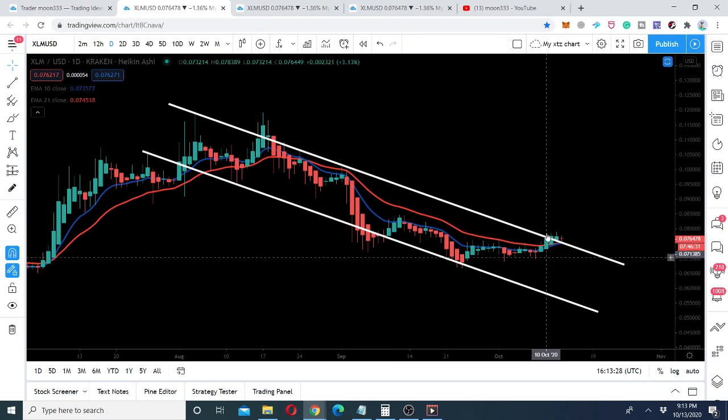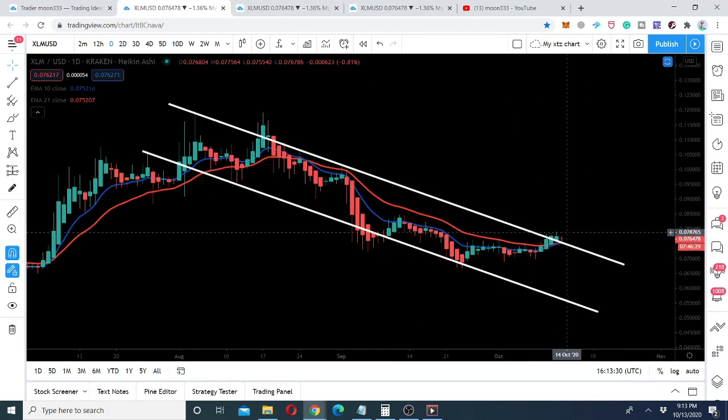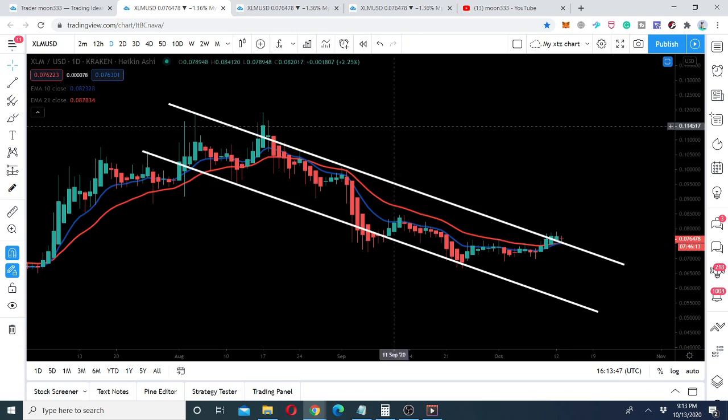So at this time the price line is at the resistance of this channel, and we also already have the closing above this resistance, and we are also having the support of these EMA 21 and 10. Now the price action is likely to retest the previous EMAs and the resistance of the channel as well.